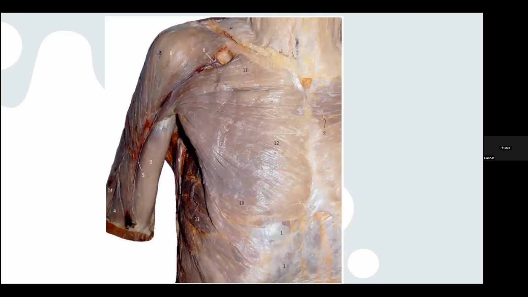So, doctor, identify number 8. Here is 8. Number 8 is deltoid. So, what is the action of it? It causes abduction of the shoulder joint up to 90 degrees. Anything you want to add? Actually, I can't remember now. Okay. So, how can we test it?